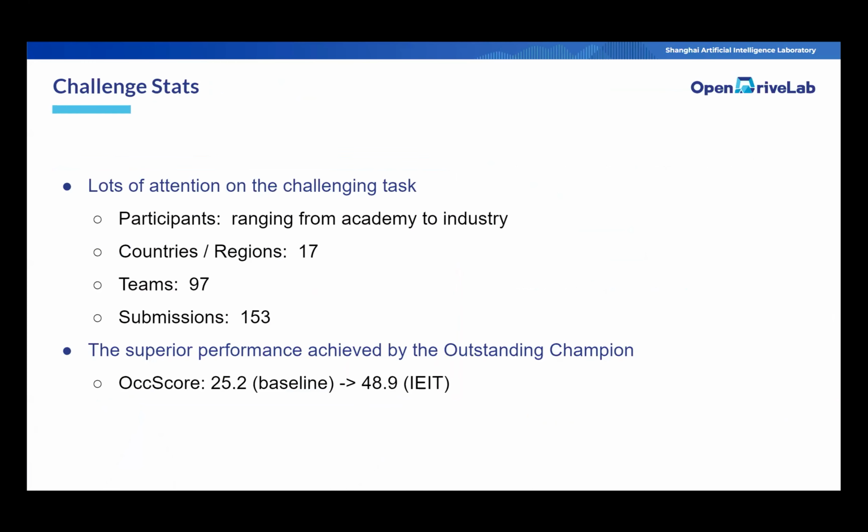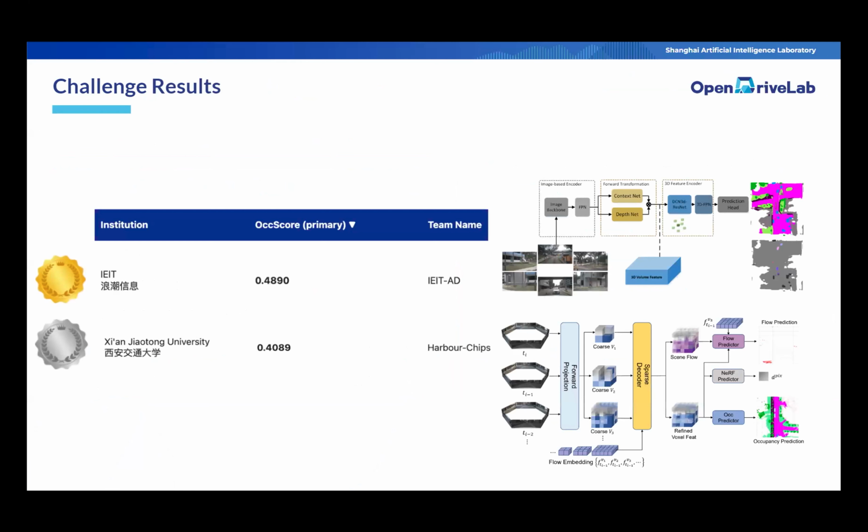For the challenge status, we have in total 97 teams this year from 17 different countries and regions, and there are a total of 153 submissions in this track. And the outstanding champion goes to the IEIT team, and the honorable runner-up goes to the Harbor Chips team. Congratulations.